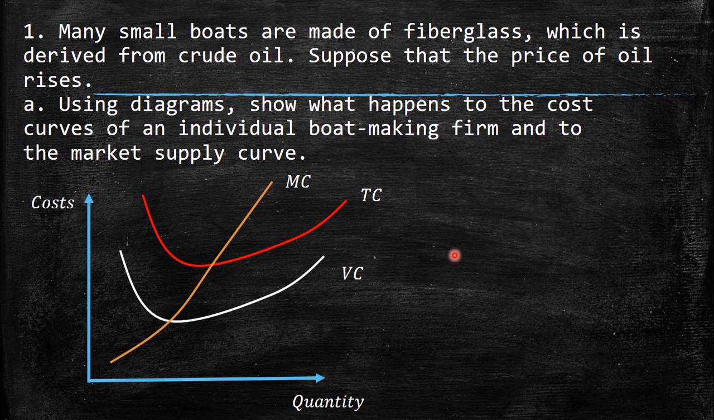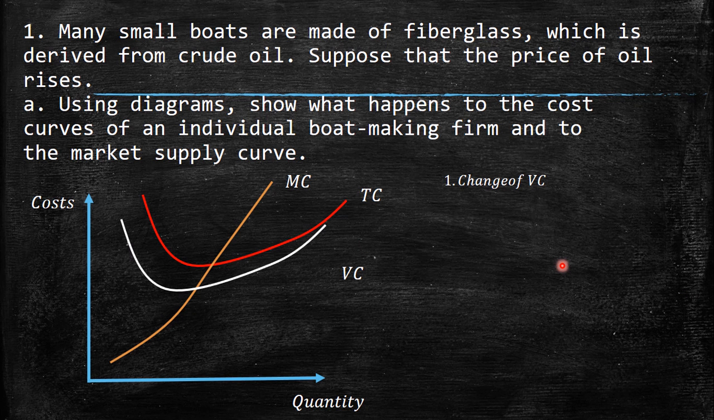So here, first, remember when you have the price of oil, the crude oil, which is an important input for the fiberglass that produces boats. In this case the average variable cost will increase. So you will see that this curve is going to move up, the average variable cost. Then we have the average variable cost prime. Here we have the other one.